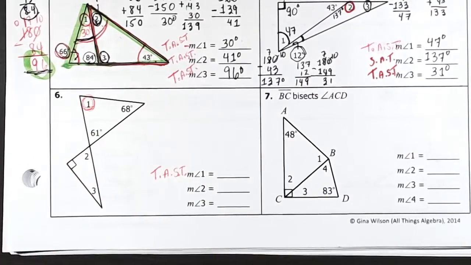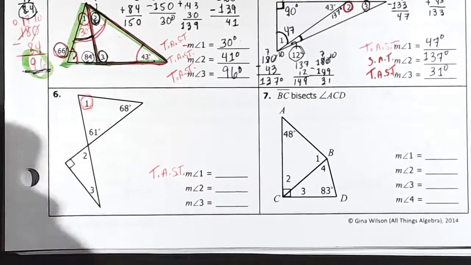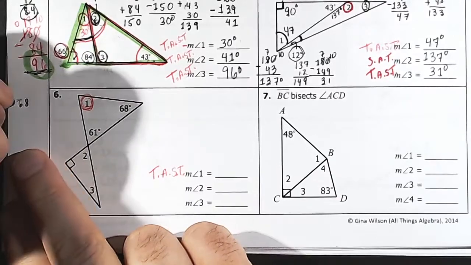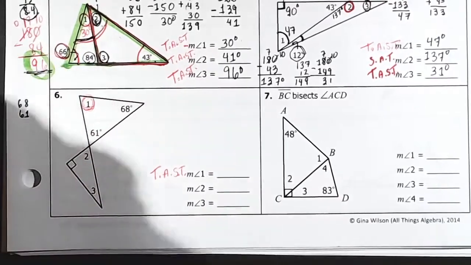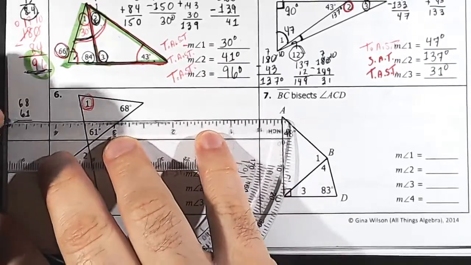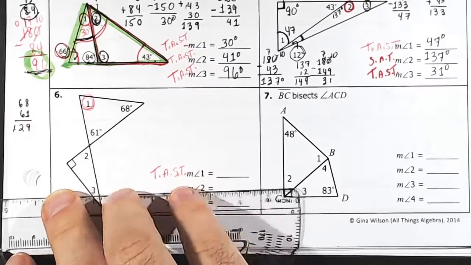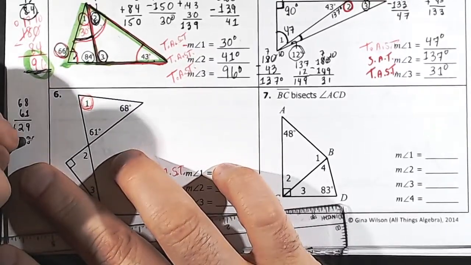61 plus 68, I have to add that up and then subtract that sum from 180, and I'll have angle 1. Okay, 68, 61, 8 plus 1 is 9, and 6 plus 6 is 12, 129. So now I have to subtract 129 from 180.